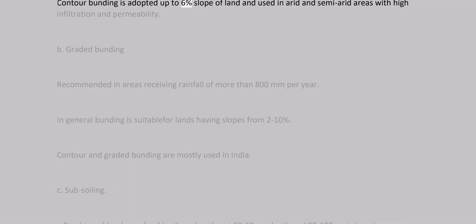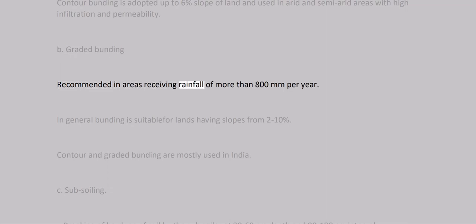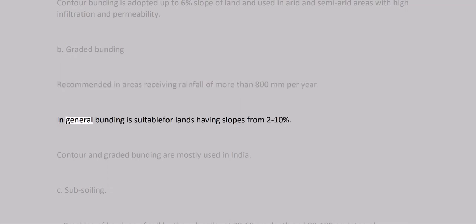2. Mechanical measures. Adopted to supplement the agronomical practices, and when land slope is more than 2%. It includes following practices. A. Contour bunding. Contour bunding is adopted up to 6% slope of land and used in arid and semi-arid areas with high infiltration and permeability. B. Graded bunding. Recommended in areas receiving rainfall of more than 800 mm per year. In general, bunding is suitable for lands having slopes from 2 to 10%. Contour and graded bunding are mostly used in India.